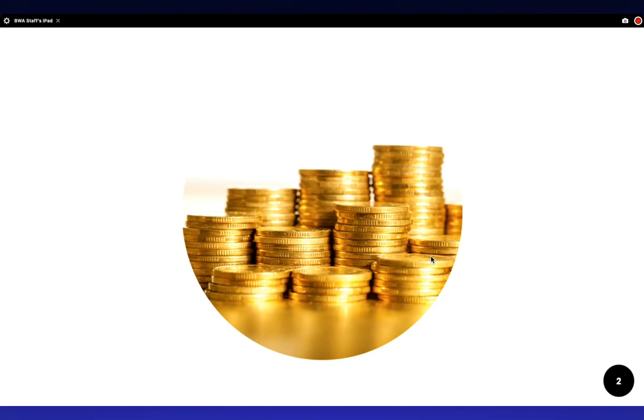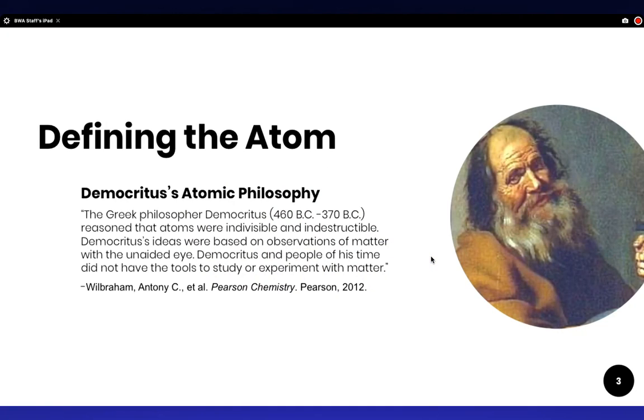So that's where the term atom actually comes from. It means an indivisible piece of matter. Okay? So the idea of the atom actually began as a philosophic thought, not a scientific experiment.